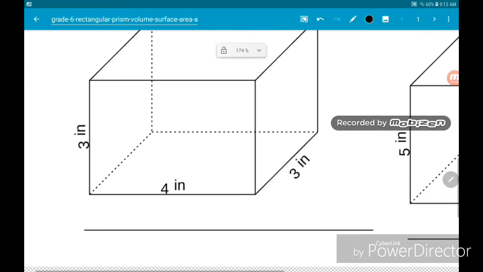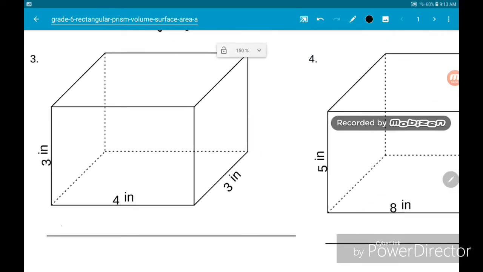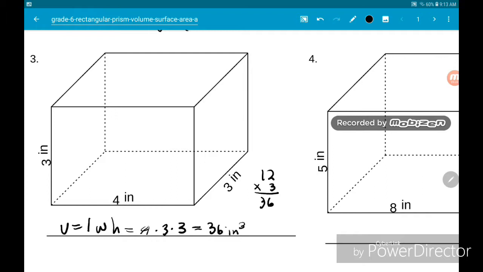Look at number 3. If the equation is that simple, volume is length times width times height, then we just plug in the numbers. Length, width, height: 4 times 3 times 3. That's not bad. What is 4 times 3? 12. So it's 12 times 3, 36. So our volume is 36 inches cubed. They gave us inches, so we use inches cubed. Or cubic inches.